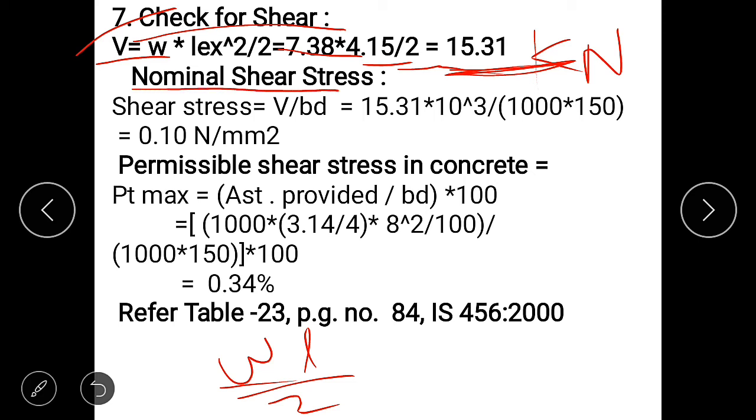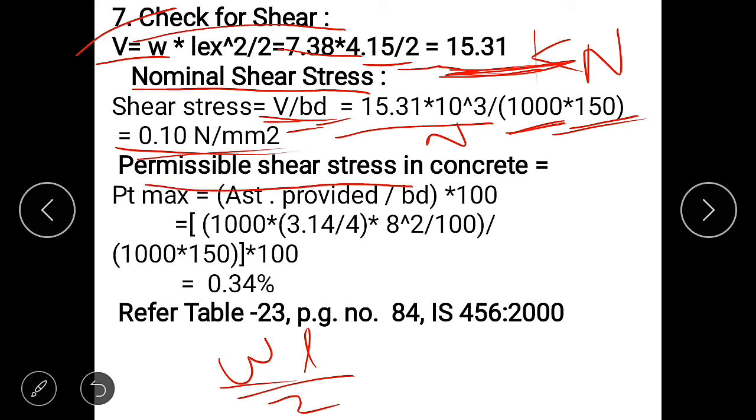So now we have to find the nominal shear stress. Nominal shear value is V divided by BD. The value of V is 15.31 into 10 to the power 3 Newton. B is 1000, for 1 meter we calculated all these things, and D is 150. So the shear stress is 0.10 Newton per mm square.